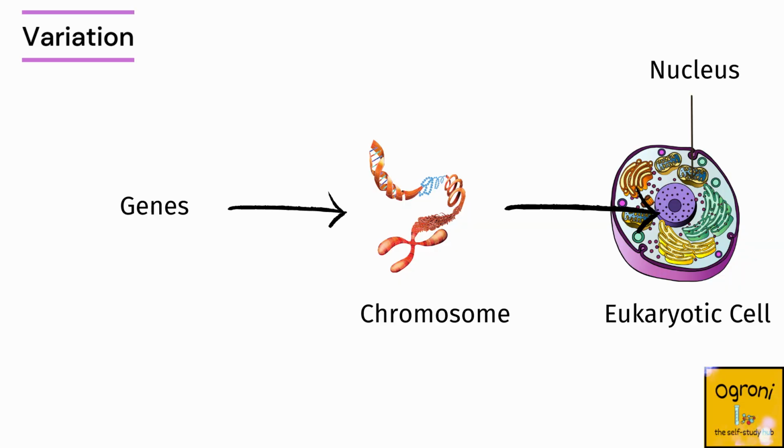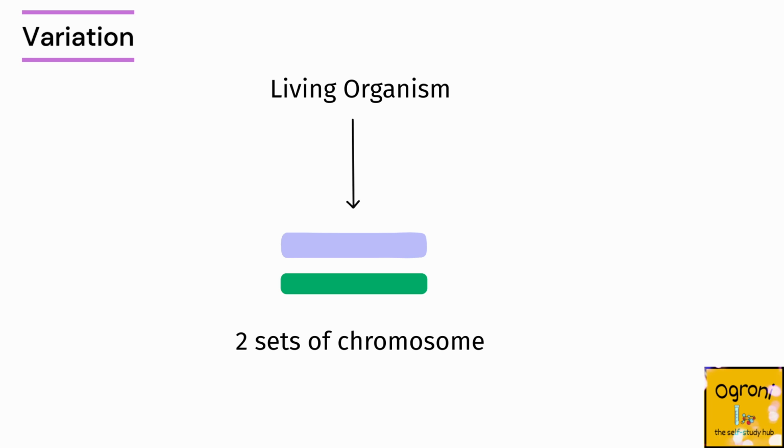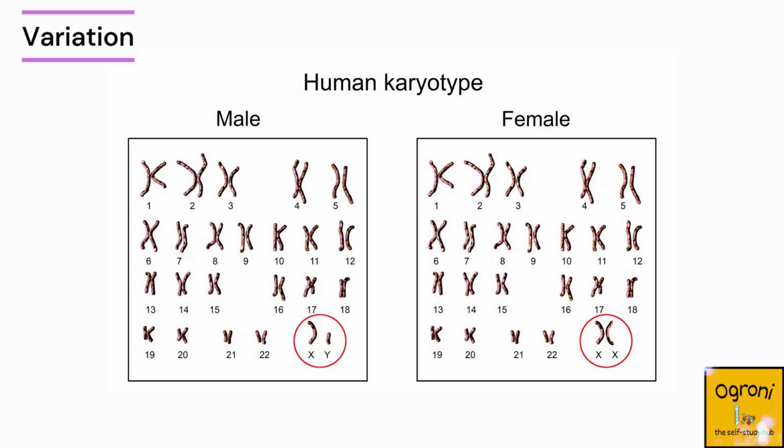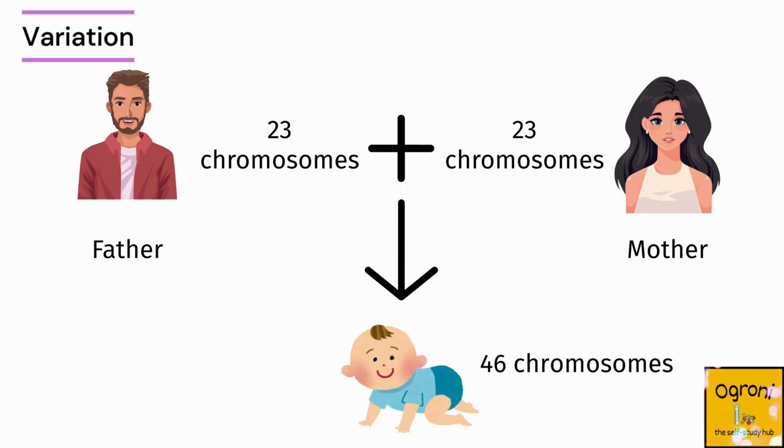We know that genes are present in chromosomes. Generally, all living organisms get two sets of chromosomes from their parents. One set from the father and one set from the mother. For example, in humans we have 23 pairs of chromosomes. That is, a total of 46 chromosomes. So we get 23 chromosomes from our father and 23 from our mother.